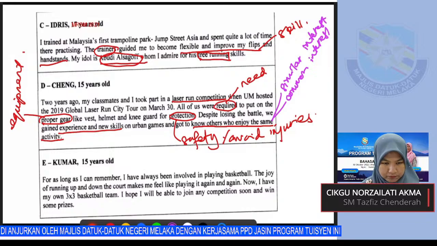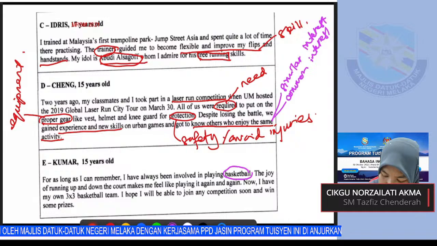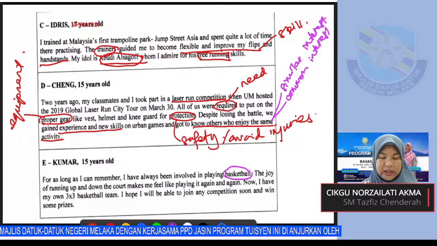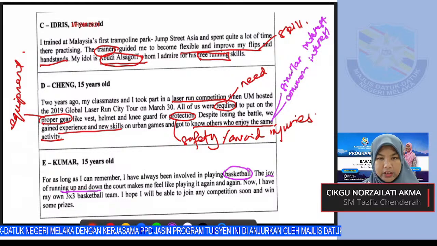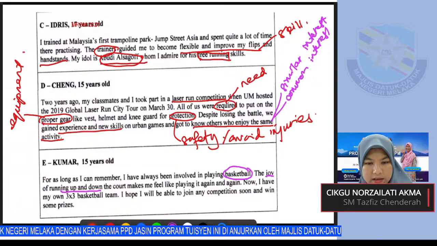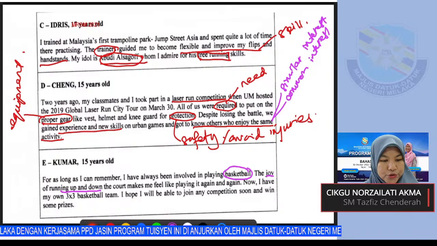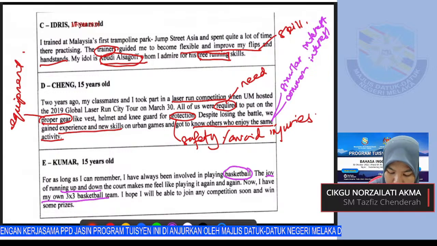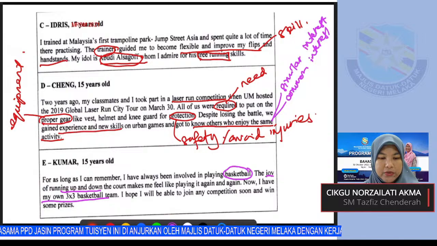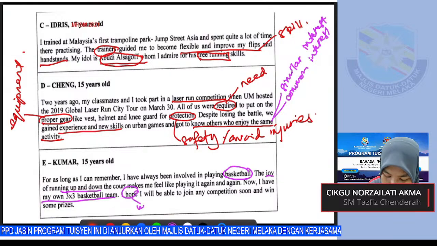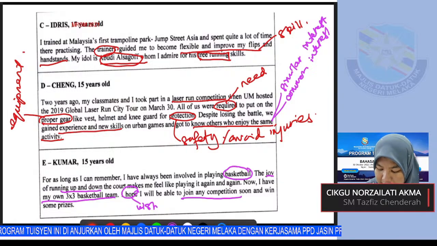Okay, for Kumar, he is only 15 years old, and he played basketball. The reason is he enjoys running up and down the court. He wants to play it again and again. He wants to always play basketball. And due to his passion, now he has his own team. So he wishes to join any competition.